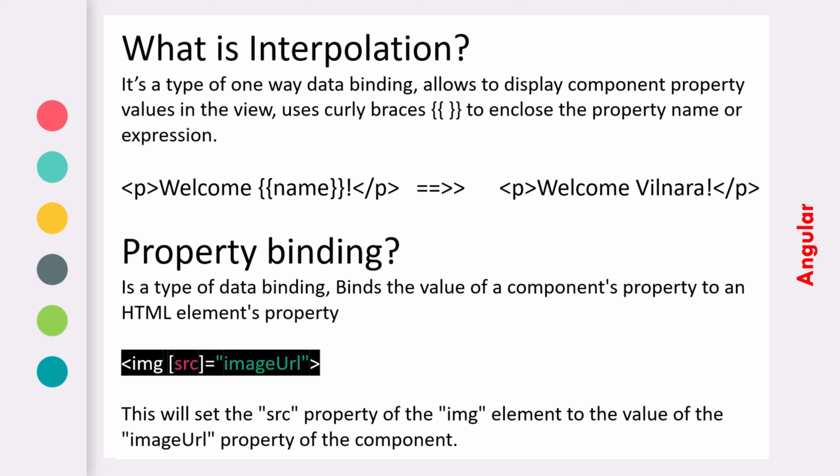This will set the src property of an image element to the value of the image URL property of the component. The square brackets around the src attribute indicate that it is a property binding expression, and the image URL property of the component is enclosed in the quotes to indicate that it is a property binding target. When the image URL property of the component is updated, the src property of the image element is updated as well.